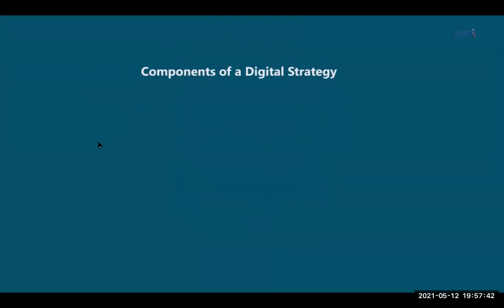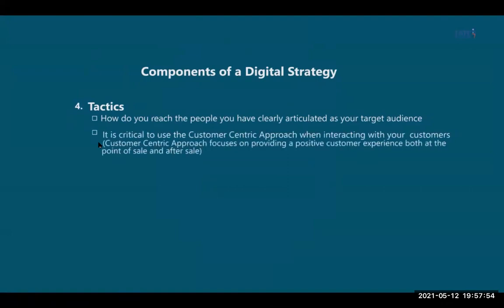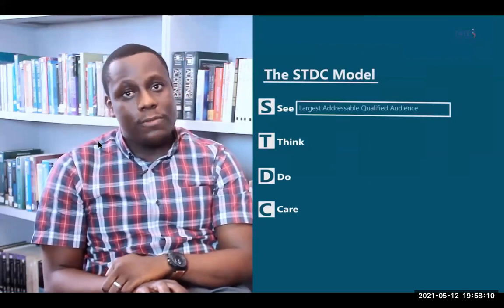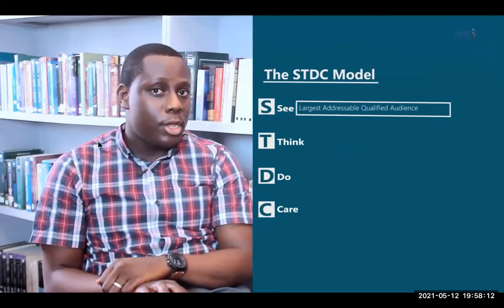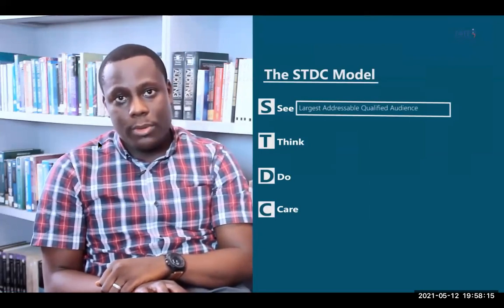So the next component of your digital strategy is your tactics. How do we reach these people that we have clearly articulated at the target audience stage of your strategy? It's critical to make use of a consumer-centric approach, which the STDC model by Google helps you to do. STDC stands for See, Think, Do, Care. Your See audience is your largest addressable qualified audience. Basically, everybody that your product and services appeals to.